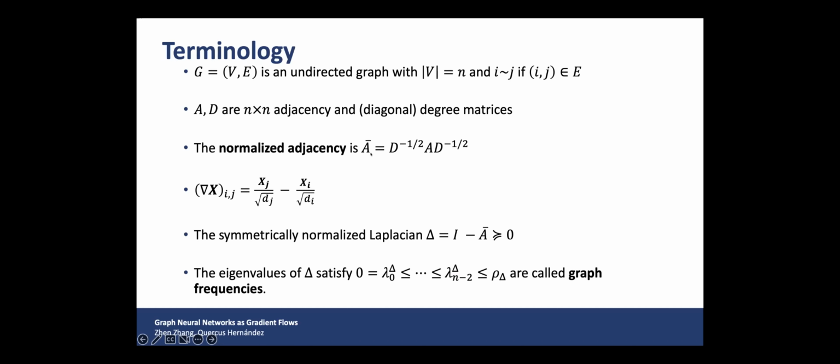Oh, it's normal. It's just normalized by the degree. So they're not working with weights in this. This is just working with the unweighted graph Laplacian. Is that right?